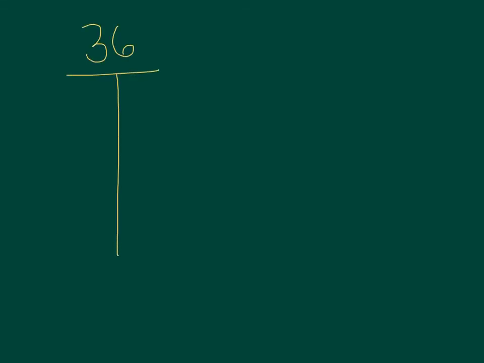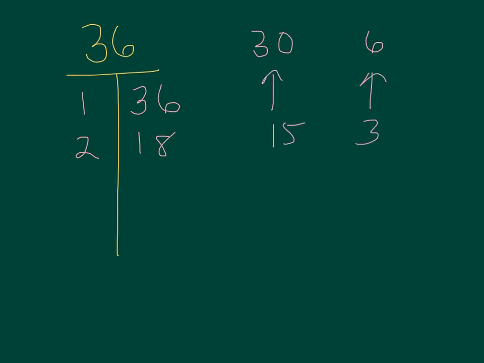Same process again, 1 and 36, 2 and 18. And if you're not sure how many times 2 goes into 36, you can break it into 30 and 6. 2 goes into 30 15 times. 2 goes into 6 3 times. So we know it goes in 18 times. Okay, so 3 goes in 12 times. 4 goes in 9 times. And 6 goes in 6 times. So now I know that I'm all finished because of that 6 next to that 6. And so that means I'm all done.